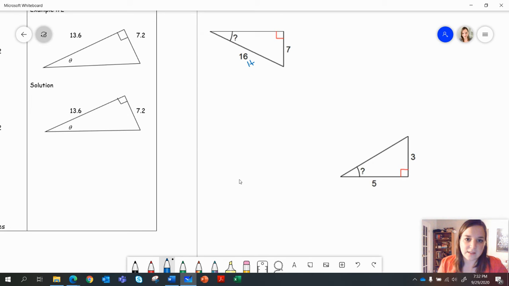Then the reference angle is the one that we are looking for. So this one here. So I'm going to draw an arrow from here to here, and that tells me my opposite side. And then last but not least is the adjacent side. So then I'm going to look at the information that I have.